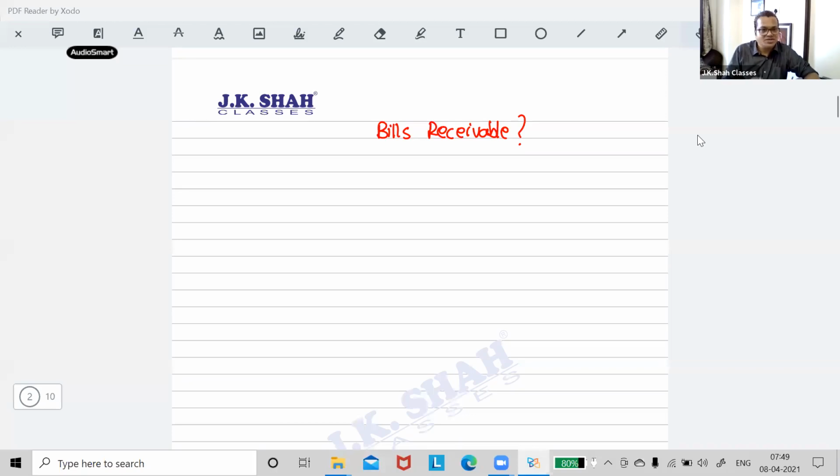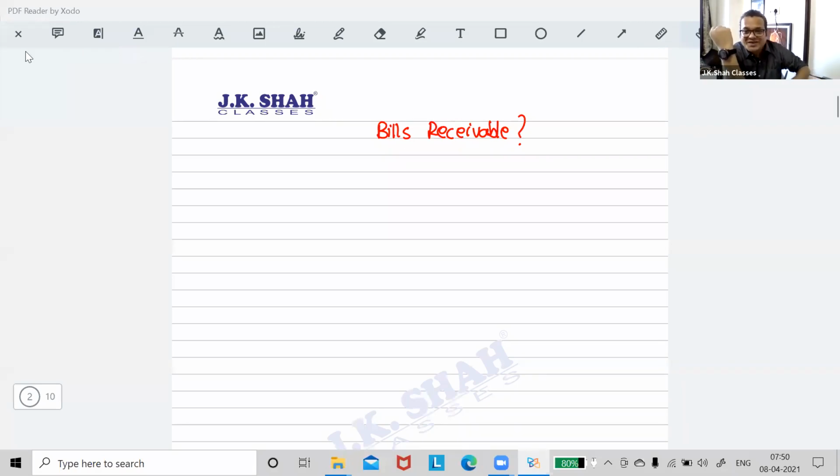Once I draw the bill and my debtor accepts it, it becomes bill receivable. So, what is the base of bill receivable? Basically, credit sales. Agree? Everybody agrees on this? Now we know that there are how many treatments? There are 4 treatments, right? Okay, great.